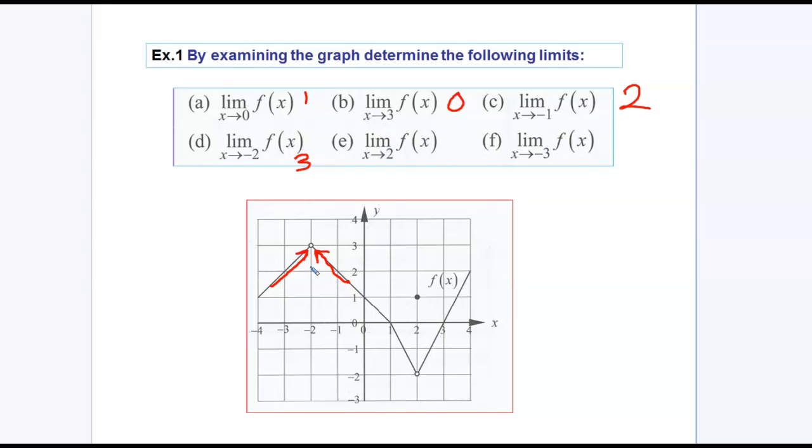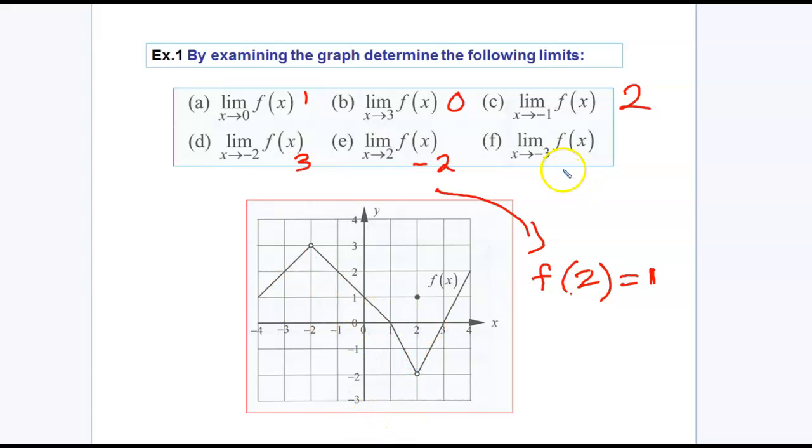For question E, the limit as x approaches 2. Well, my graph is approaching this open circle, and that y value would be -2. Now, that is not the same thing as the value of the function. So for E, if I asked you what is f of 2, so basically what is the function as x is 2, well, the value of the function would be this dot, which would be 1. So in this particular case, the limit and the value of the function are not the same thing. And we'll talk more about that later.